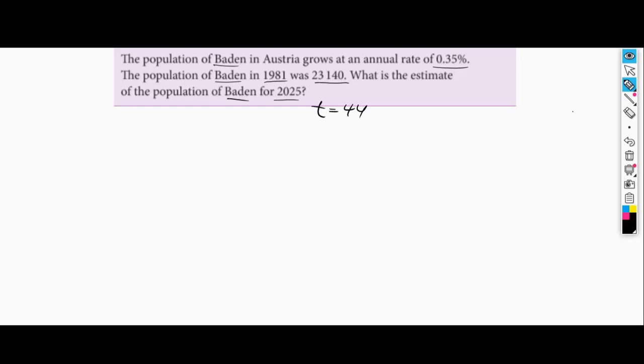So here we can say that the population, we're not talking about amounts anymore, so the population is going to be equal to 23,140 times 1 plus the rate. Now be careful here because this is 0.35%. So we have to add 2 more zeros to the left. So it would be 0.0035, and this to the power of 44.